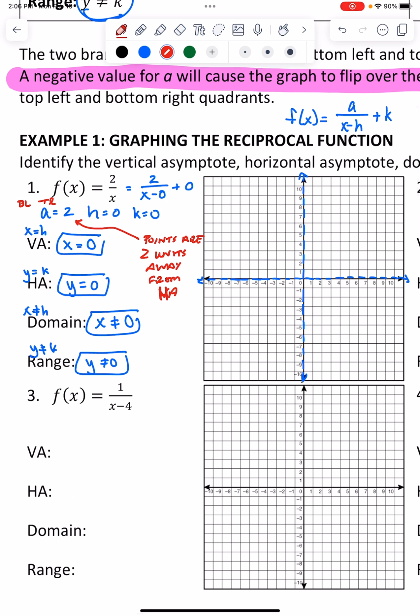So if we go 2 units, so if we start here, 2 units below, right, bottom left, we go here, and 2 units above, top right, we go here, and we're going to get close to those asymptotes, but we're not going to touch them. Okay, and then there's our graph.